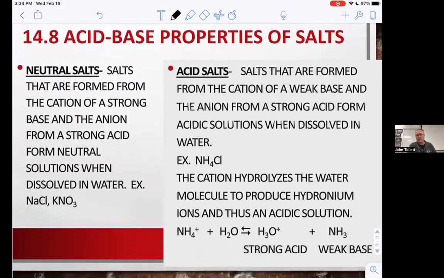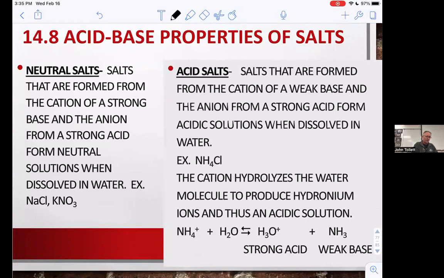So we did a little bit of this last year. If you took advanced chem with us last year or pre-AP chem, neutral salts are going to be salts that have parents that are both strong, or they could both be weak if they have the same Ka and Kb value. In other words, their strengths are the same. By parents I mean the acid and base from which the salt was made, they'll be a neutral salt.